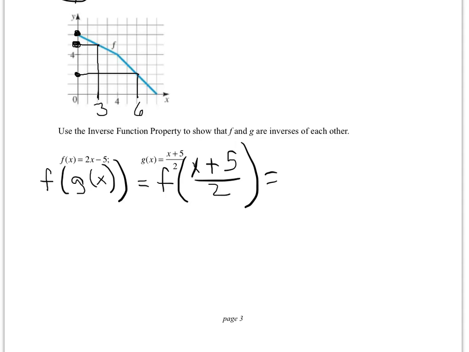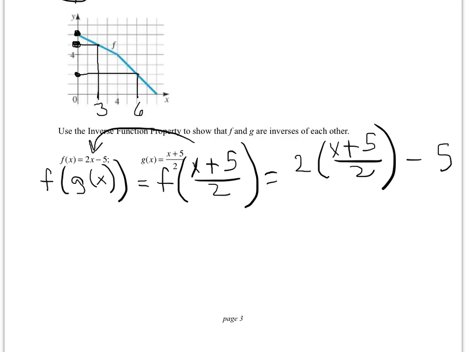And that means substitute x plus 5 over 2 in the function f wherever you see the variable. I see it exactly right there. So I have 2 times x plus 5 over 2, and then minus 5. Alright, so 2 times x plus 5 over 2, the 2's can reduce, that's just 2 over 2, and that's 1. So I get x plus 5 minus 5. Well, plus 5 minus 5 adds up to 0, and so I end up with x. So I just showed half of what I have to show.